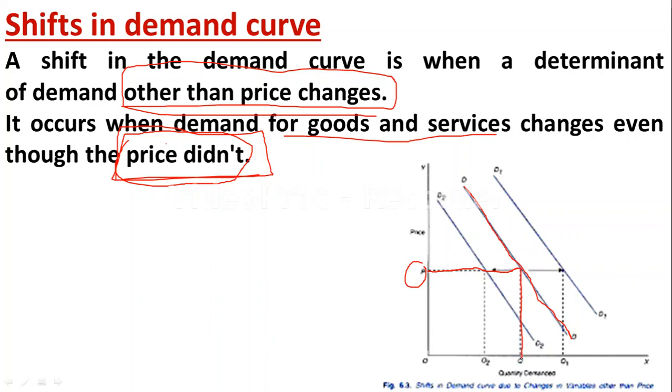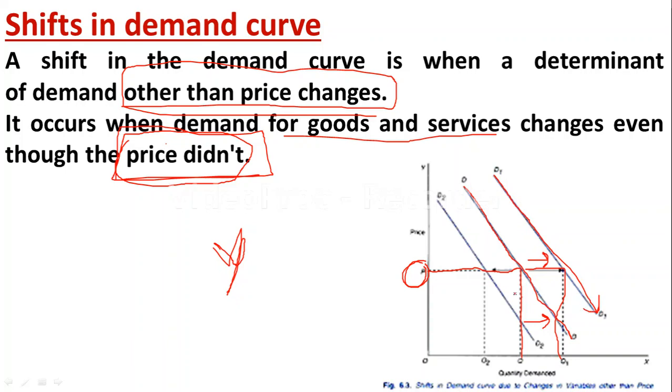Now the price is the same, but there is an increase in the consumer's income. When the consumer's income increases, the consumer will buy the good in more quantity. He doesn't care about the prices. So instead of OQ quantity, now he is going to buy OQ1 quantity of a good. Here the price is the same. Due to the increase in income, the demand is going to increase.